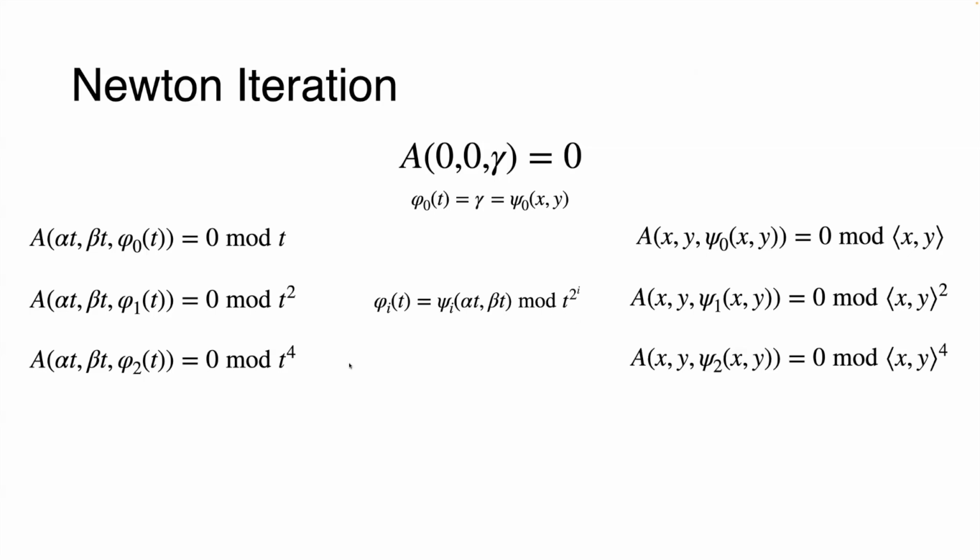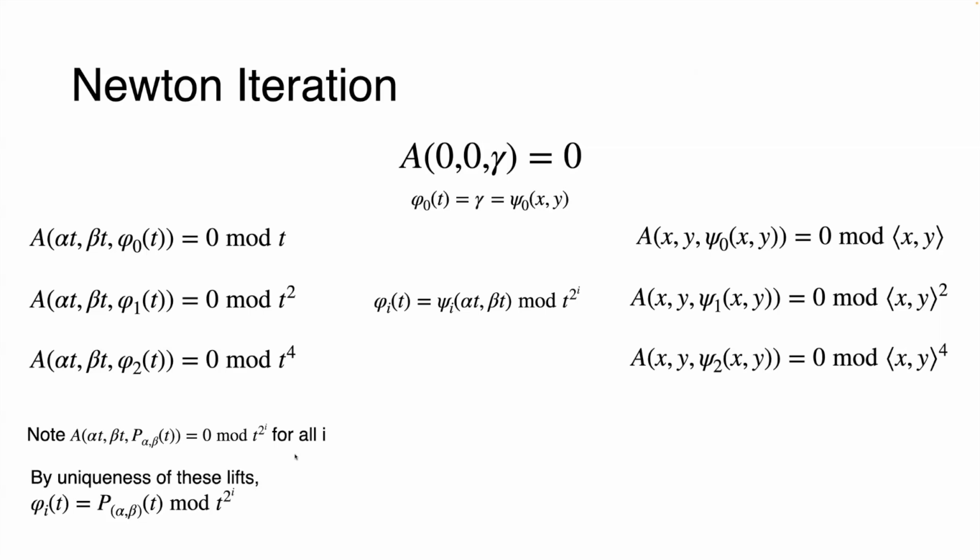Okay. Now that we have this, we note that given the fact that for any of these good directions alpha, beta, we are told that there is an honest polynomial p alpha beta of t that is equal to 0, which in particular means that it is equal to 0 mod t to the 2 to the i. And this is true for all i. And the uniqueness of the Newton iteration or the Hensel lifts will allow us to argue that the phi i that we are constructing in the process is actually going to equal this polynomial p alpha beta of t mod t to the 2 to the i, which means in particular, when i is large enough, we must actually have the right polynomial.